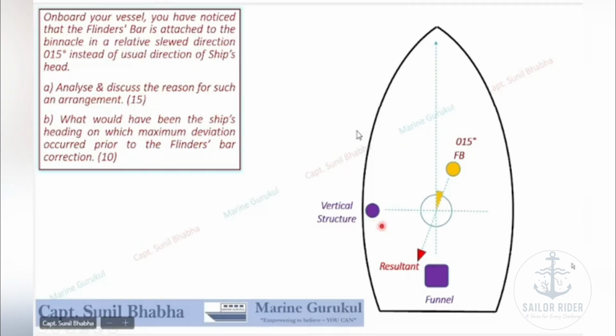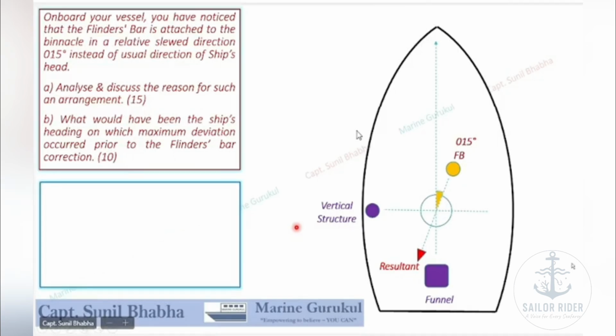So the resultant of this vertical structure and the funnel falls in the direction of the red arrow, and this resultant is what our Flinders bar is correcting. So that brings us to the answer of the first part of the question. The first part answer basically is that the Flinders bar is slewed when IC, induced C, is also present along with IB, induced B. So that tells us that there is a vertical structure on the port side of the compass. Any vertical structure to port or starboard of the compass generates induced C.